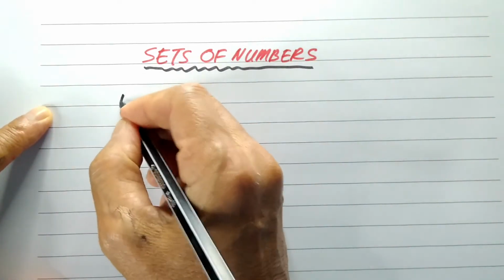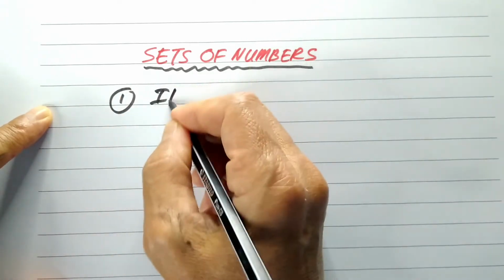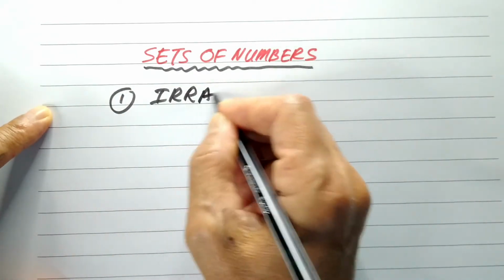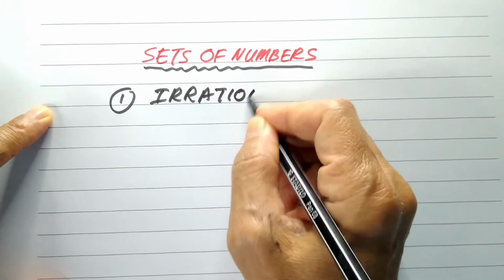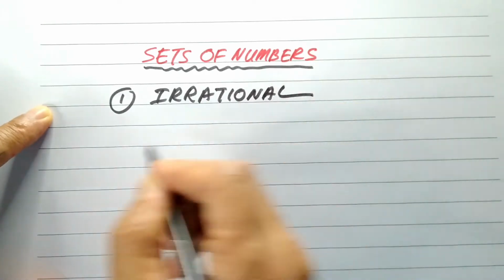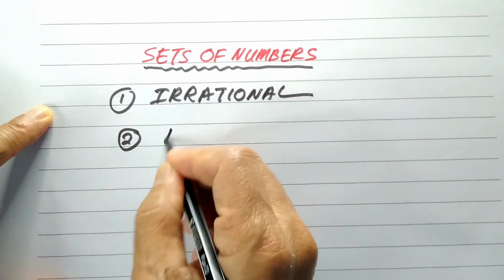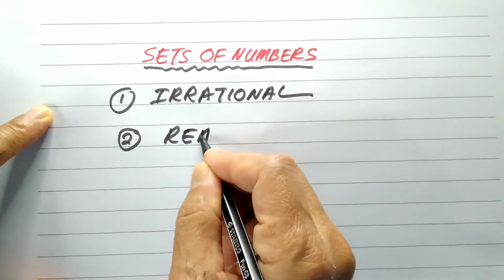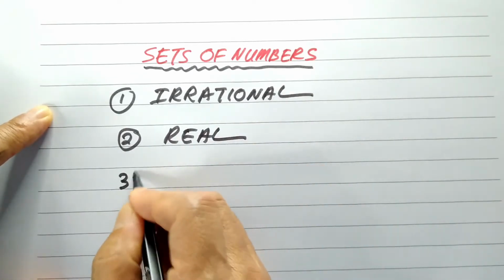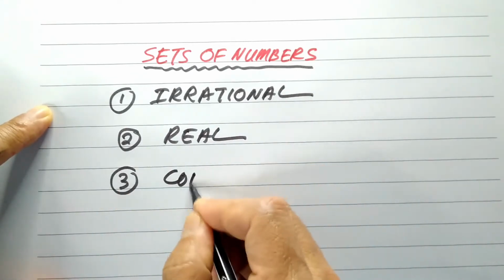Okay. Number one, we call it irrational numbers. Number two, real numbers. And number three, complex numbers.